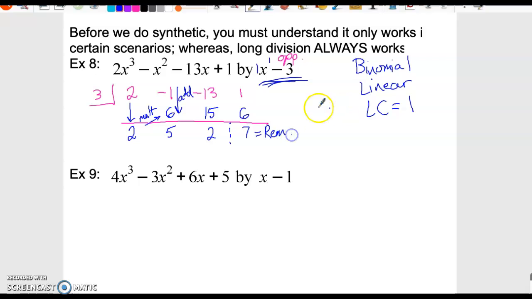So there's a couple ways you can think of this. You can start with the remainder and then go backwards: this is the constant, this is the linear term, this is the quadratic term. Or if we start with a cubic and we divide by a linear, we remove 1 from the exponent. So your answer is 2x squared plus 5x plus 2 plus your remainder over what we divided by.